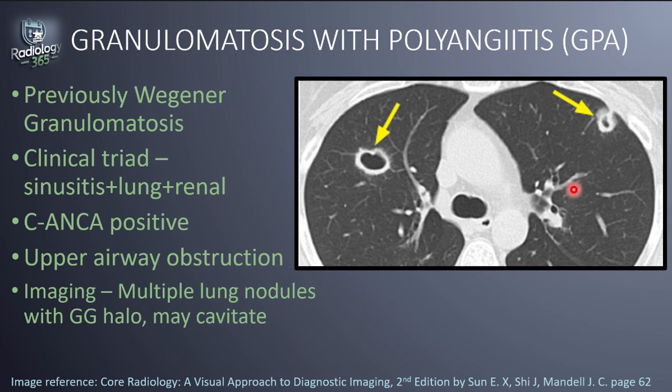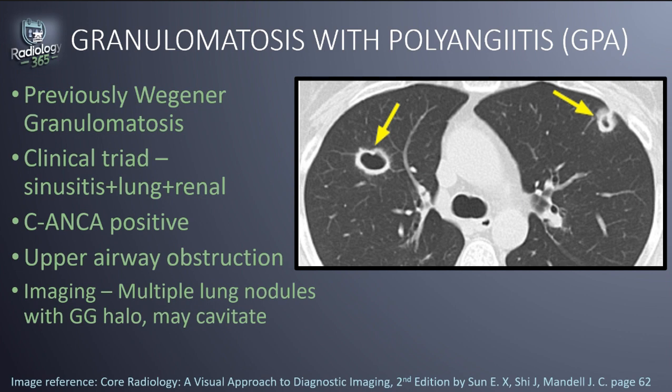The next one is granulomatosis with polyangiitis. This was formerly called Wegener granulomatosis, and it's a systemic small vessel vasculitis which has a classic clinical triad of sinusitis, lung involvement, and renal insufficiency. This one is C-ANCA positive as opposed to P-ANCA positive in microscopic polyangiitis. In the upper airways, GPA may cause nasopharyngeal and eustachian tube obstruction. Lower down, the larynx can also be involved. The bronchi can also be obstructed, and this will lead to airway stenosis, most commonly subglottic airway stenosis.